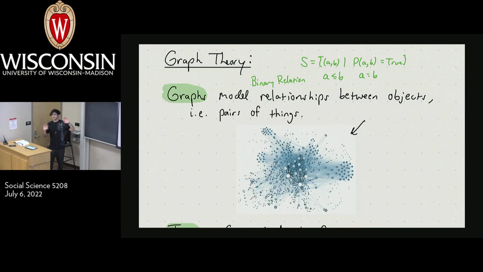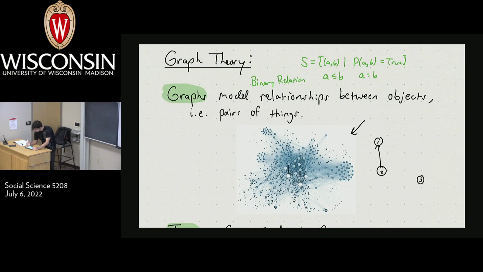And you can model any kind of binary relation using a graph. So the idea here is each object, the A and B, becomes a circle in your picture. And then you put an edge between them, which is a line connecting them, if the predicate P(A, B) is true. So if you had a less than or equal to graph over the integers, it would look something like this, where you have 1 is less than or equal to 2.